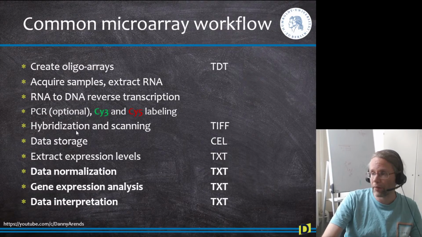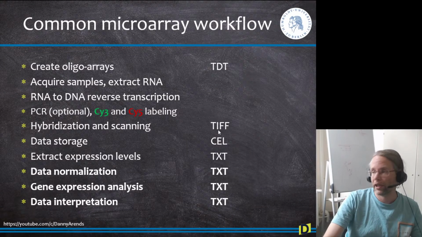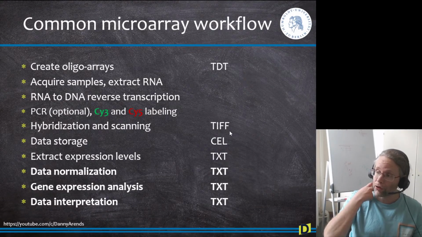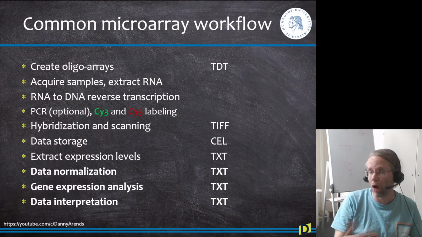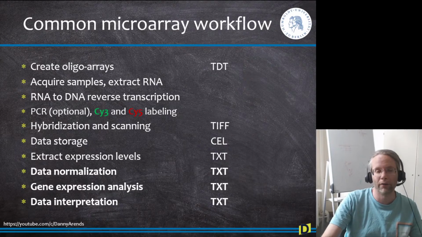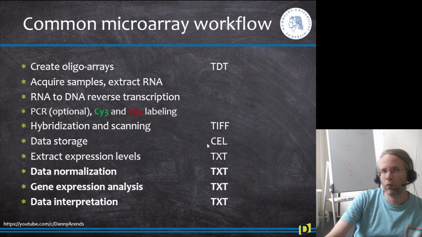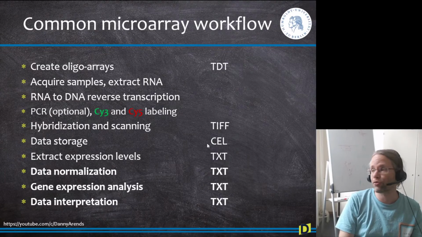So after you do the hybridization on a microarray, you scan them, and then you get a TIFF file format. A TIFF file is just an image file. It's like a JPEG or a PNG, but it is an image format which allows you to have very high resolution and see like 200,000 spots on the microarray. This TIFF format is then converted into a CEL format, and this is a proprietary format, but it is useful because it's much smaller.